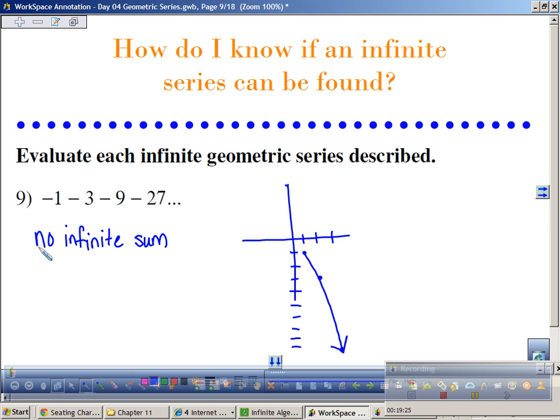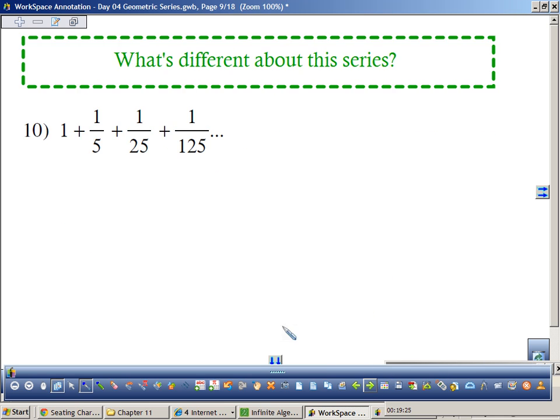I can't come up with a total. A sum is a total, right? You can't approximate something that's going into infinity. Let me show you the other way around. Let me show you this way.